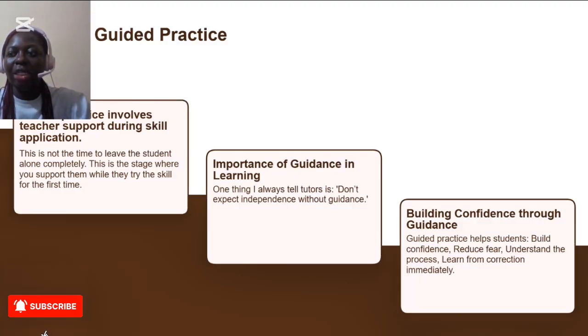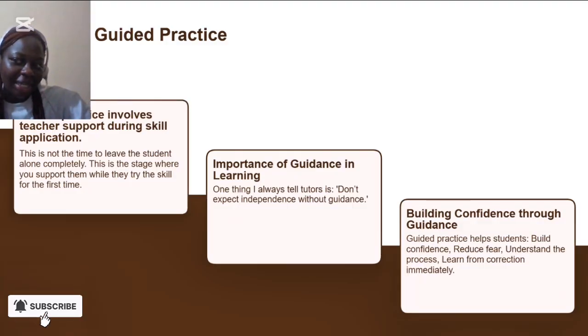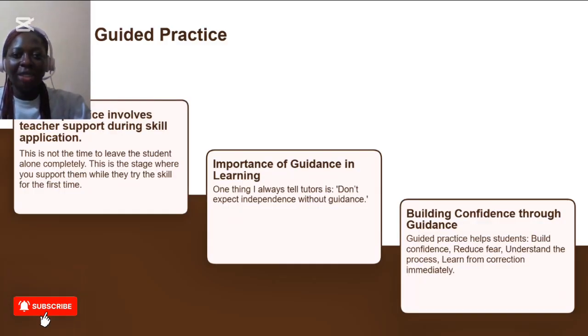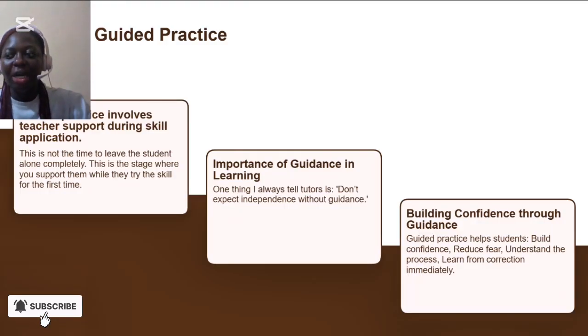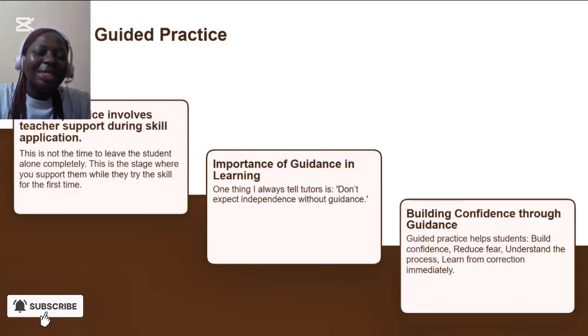Let me give you this instance here. Think of guided practice like teaching a child how to ride a bicycle. You don't just explain and then tell the child to ride the bicycle, right? No, you hold their hands, you teach them how to put their leg on the pedal, and then you begin to encourage them, you correct them, and you guide them. That is guided practice, and that is what it is in online teaching. It means the student is practicing the skill, but you are the one helping them step by step.